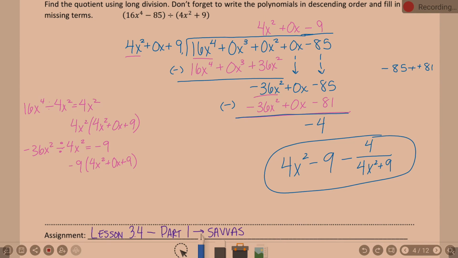This is part 1. This is long division. I need you to practice long division. I need us to get a feel for it. So, you should have lesson 3.4 part 1 available on Savas. Practice with long division. On Monday, I'm going to be introducing part 2, which is synthetic division. I think after wrestling with long division, you'll appreciate it. You'll appreciate it.